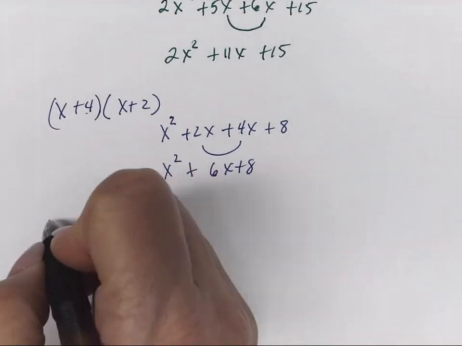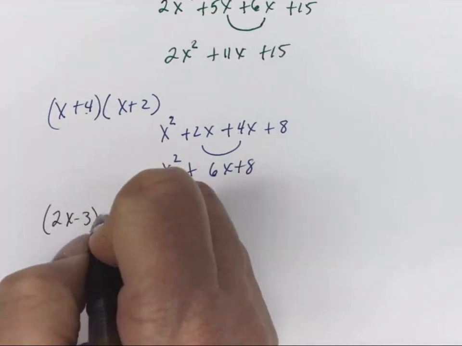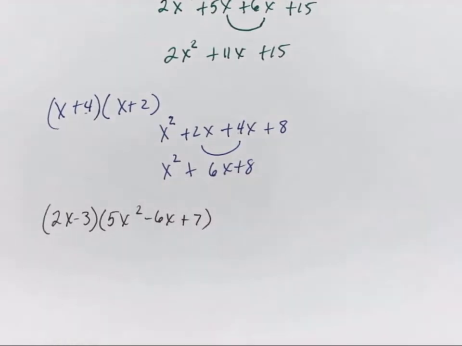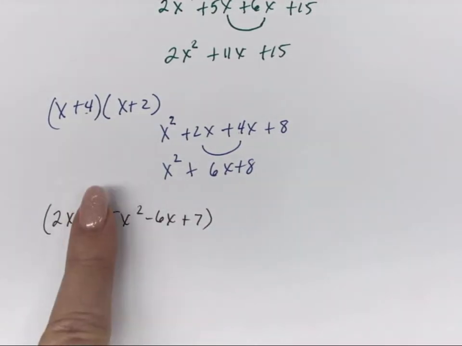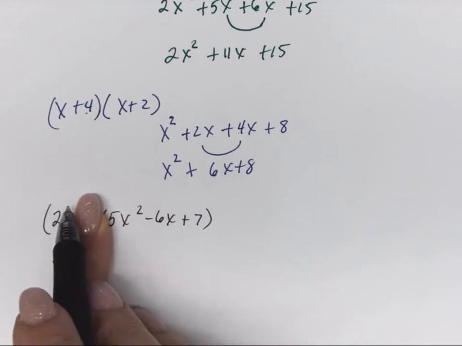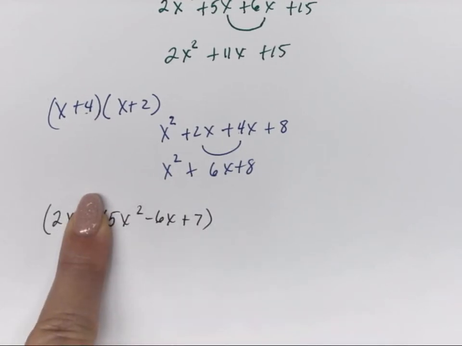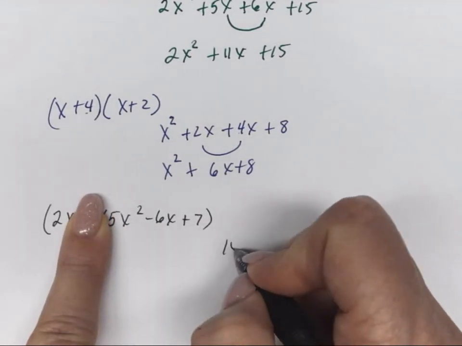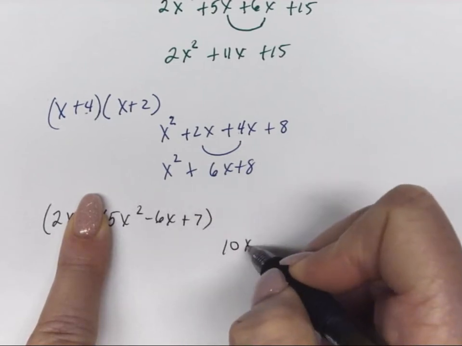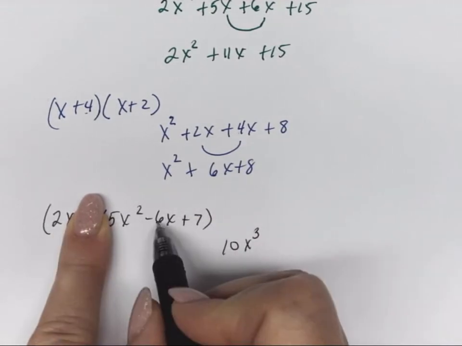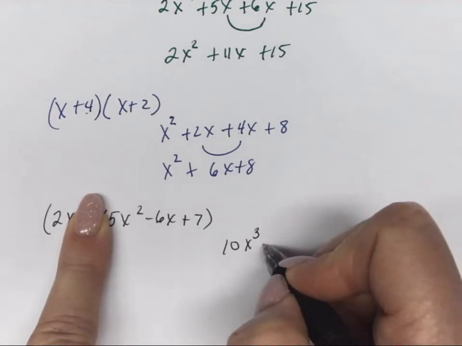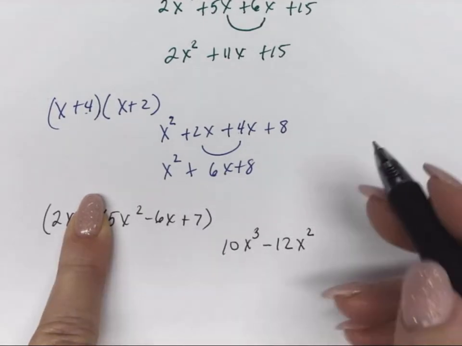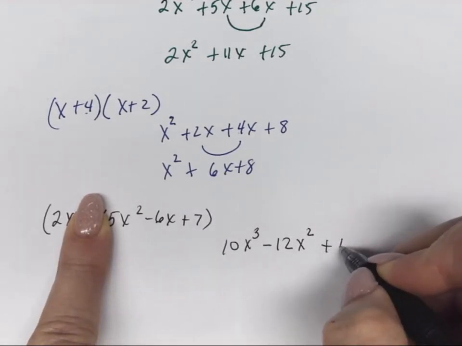All right, let's do 2x minus 3 times 5x squared minus 6x plus 7. So we're going to do the same thing we've been doing. I'm going to cover up the second term, and I'm going to multiply the first term times each of those. So 2x times 5x squared, I have 2 times 5 would be 10. X times x squared will get me x cubed. 2x times negative 6x, 2 times negative 6 is negative 12. x times x is x squared. 2x times 7 will get us 14x.